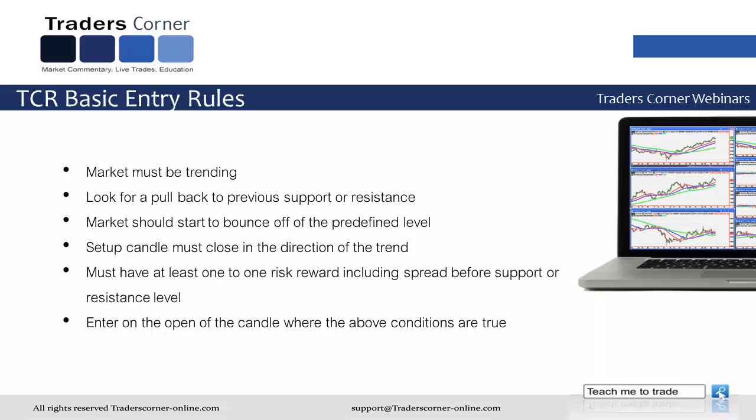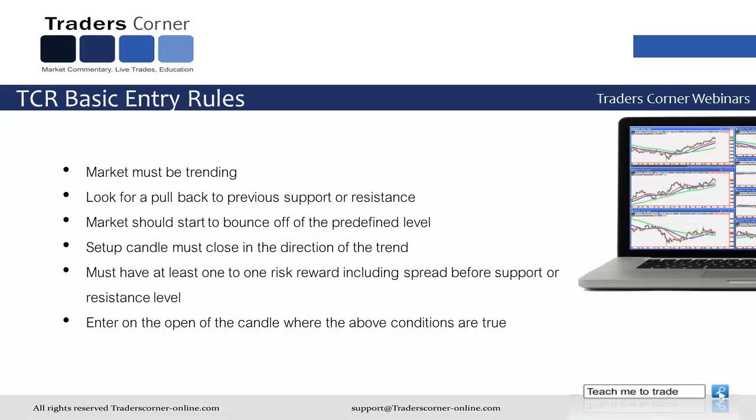So the basic rules of the system are: the market must be trending. The market must be moving with momentum in a particular direction. We're not looking to enter on range-bound markets or choppy markets. So the markets must be trending in a particular direction. Once the markets are trending, we're looking for pullbacks to previous areas of support or resistance. Now this is very important.